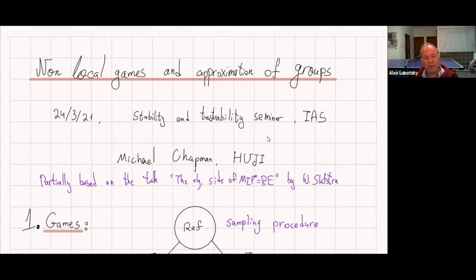As you all know, the Connes embedding problem, which talks about approximation of von Neumann algebras, was refuted recently. He will explain what it's about, and especially we want to hear why it has not so far been refuted also for group algebras, namely why the hyperlinearity of groups, which was mentioned in this seminar, is still an open problem. Michael, thank you very much, and the stage is yours.